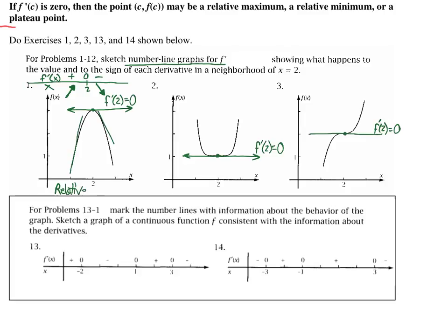Relative max at x equals 2. Okay, which is obvious if you look at it.